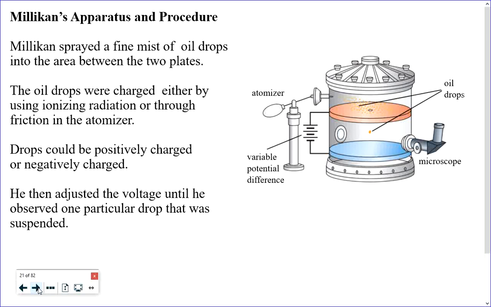So this is what we mean when we say a force analysis. If he adjusts the voltage so that one drop is suspended, he's creating an electric force acting on that particular drop, which is exactly balanced by the force of gravity. So if a drop is falling and he increases the voltage, then it should start falling at a lesser rate until it finally stops falling.